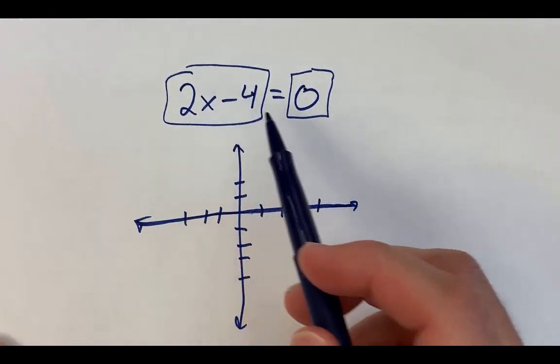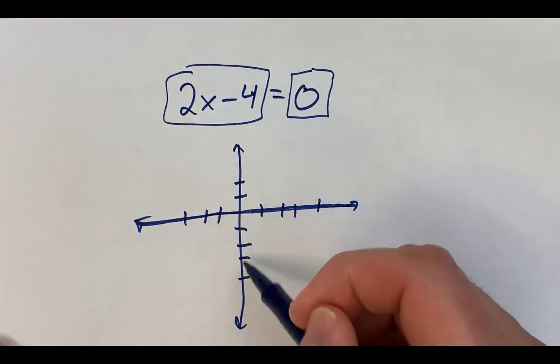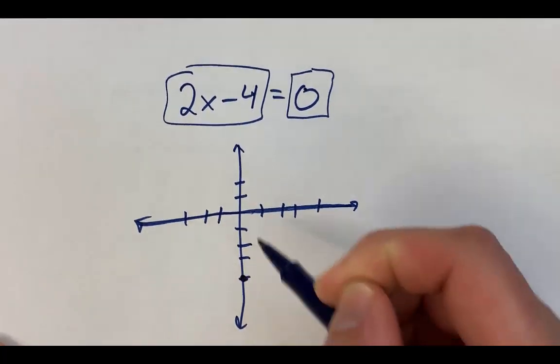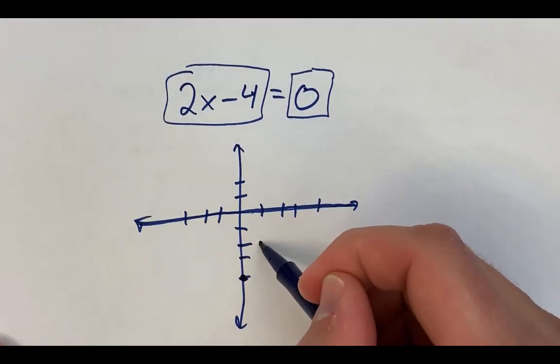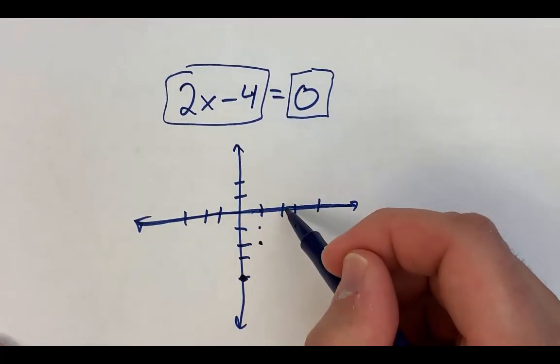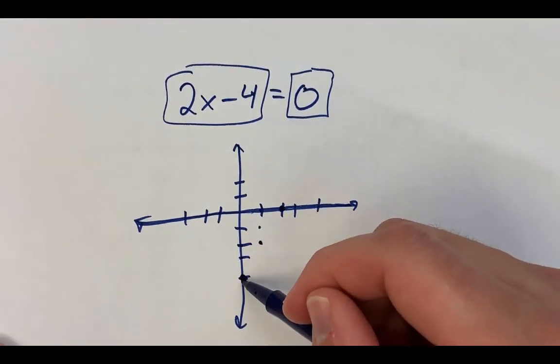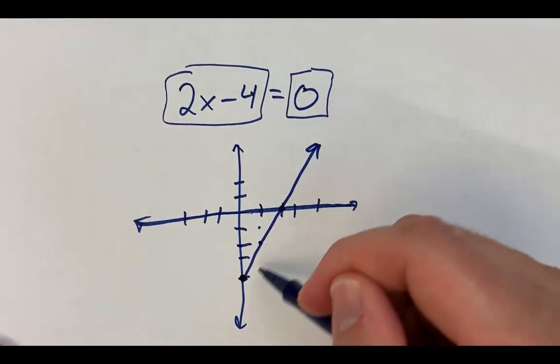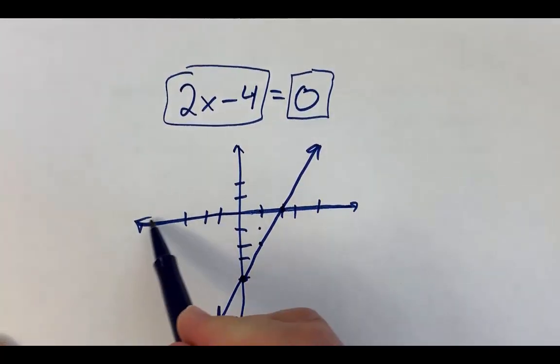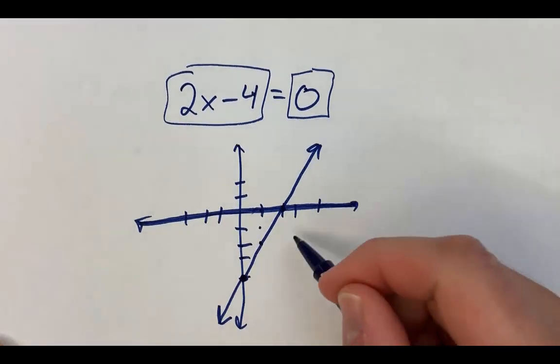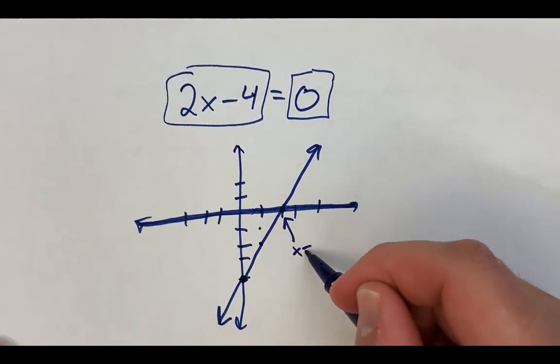Then we graph the other side, 2x minus 4. That has a y-intercept of -4 and a slope of 2. So we'll go up 2 and over 1. And we find where these two lines cross. So there's our left-hand side, there's our right-hand side, and we see that they cross here at x equals 2.